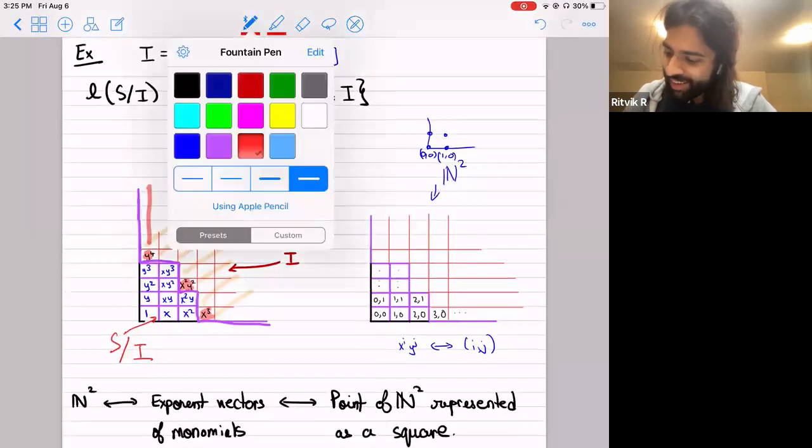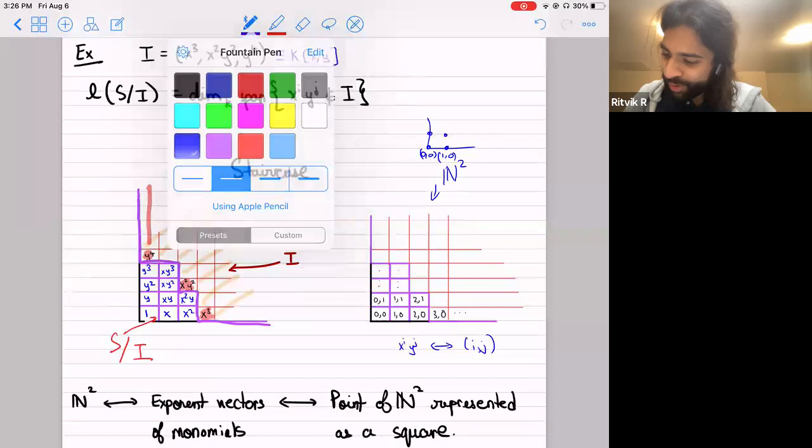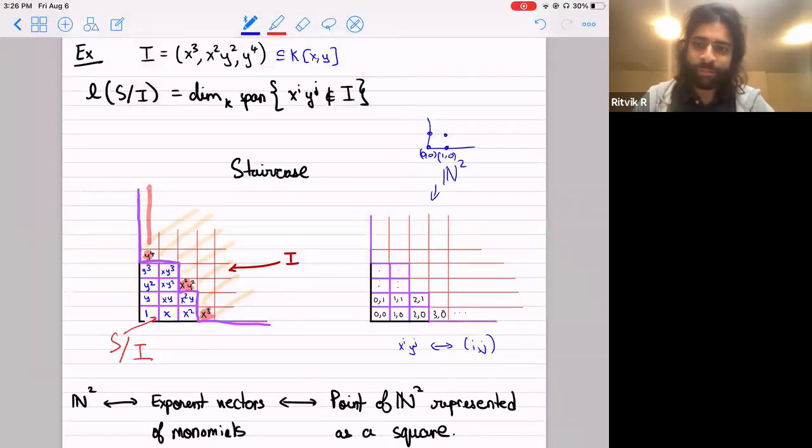Okay. So once you have this, you go back to the old color. Once you have this, you can count the co-length of the ideal. It's precisely the points in here, so the boxes in here. So there are 10 boxes. Okay. That's how you can see it pictorially.